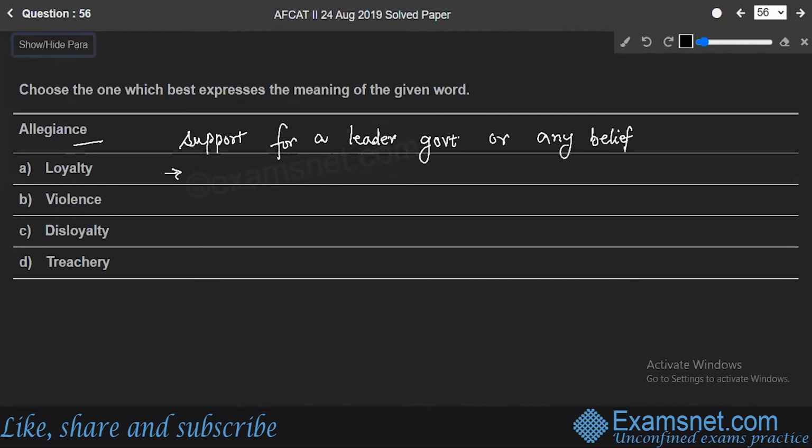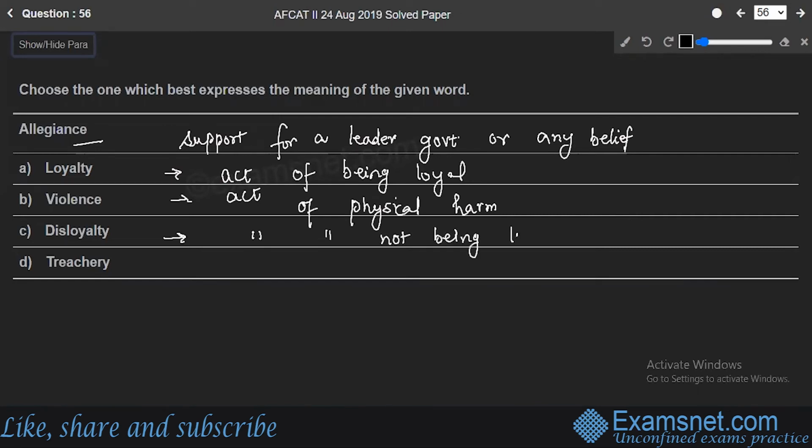Loyalty means the act of being loyal towards someone. Violence is the act of doing physical harm. Disloyalty means the act of not being loyal. Treachery means the act of causing harm to someone who trusts you.